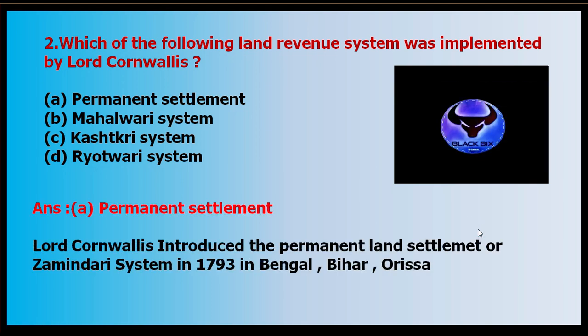As you can see, the correct answer is permanent settlement. Lord Cornwallis introduced the permanent land settlement, or the zamindari system, in 1793 in Bengal, Bihar and Orissa. So let's see what is question number 3.